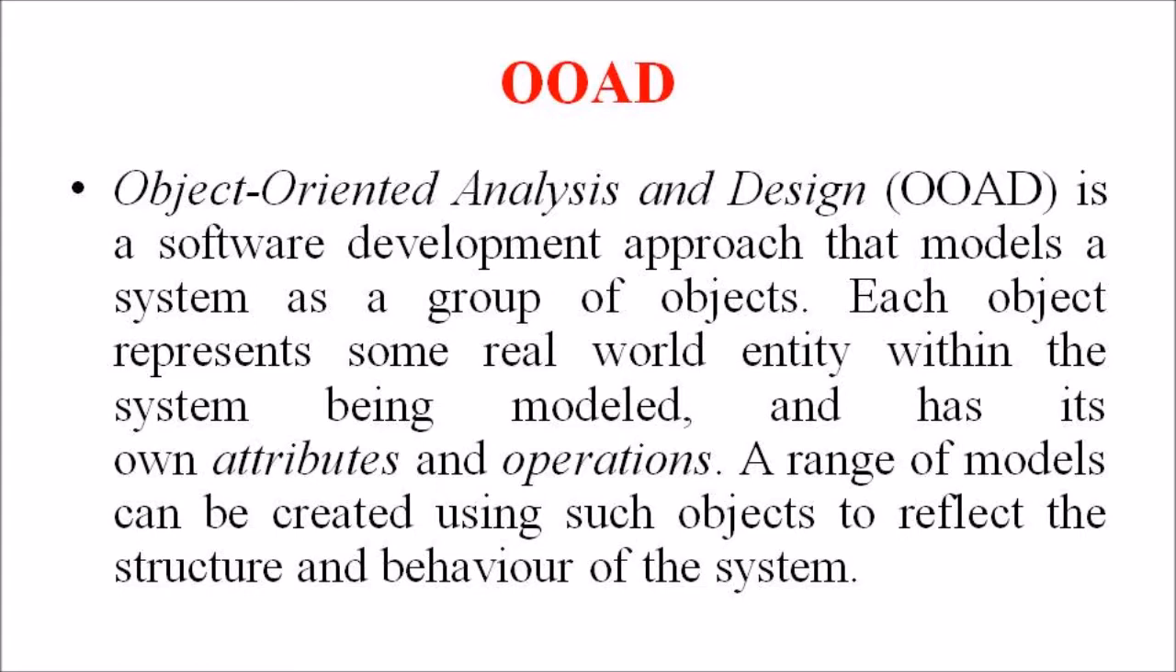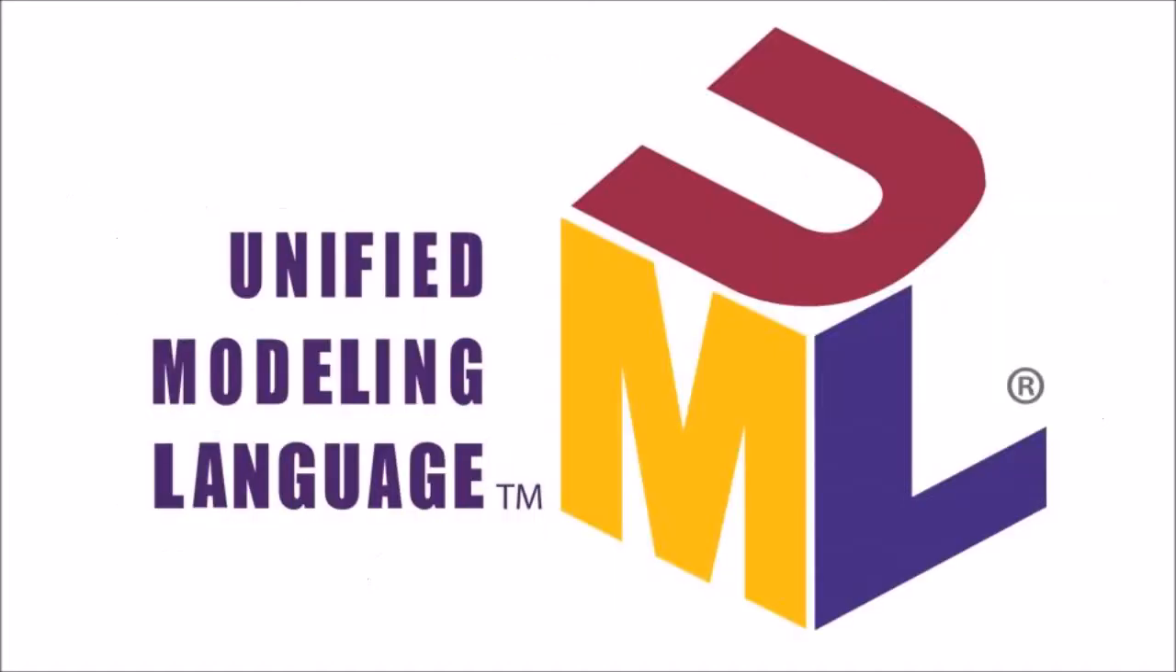Object-Oriented Analysis and Design, or OOAD, is a software development approach that models a system as a group of objects. Each object represents some real-world entity within the system being modeled and has its own attributes and operations. A range of models can be created using such objects to reflect the structure and behavior of the system. One of the most widely used notations for depicting objects and the way they interact with each other is the Unified Modeling Language, or UML.